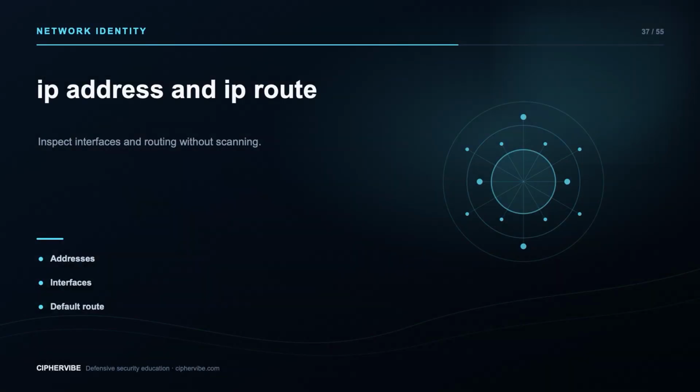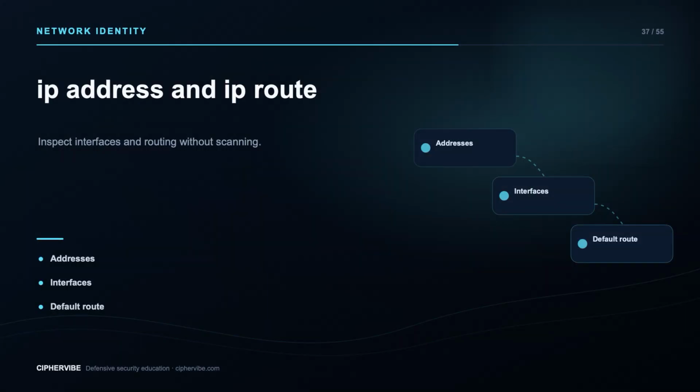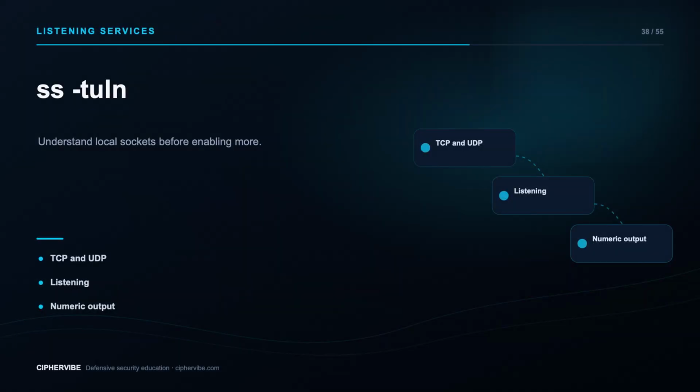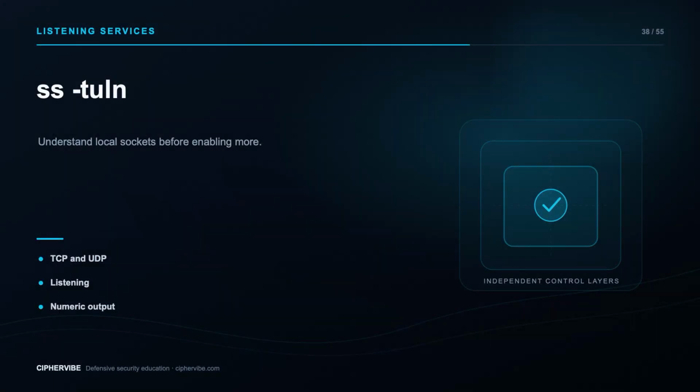ip address shows interface addresses and state. ip route shows routing decisions, including the default path. These are local inspection commands. They explain how your lab system connects before you troubleshoot or capture traffic. ss -tuln lists listening TCP and UDP sockets using numeric addresses and ports. A listening socket is not automatically a vulnerability, but it expands what may accept connections. Map it to an expected service and scope.